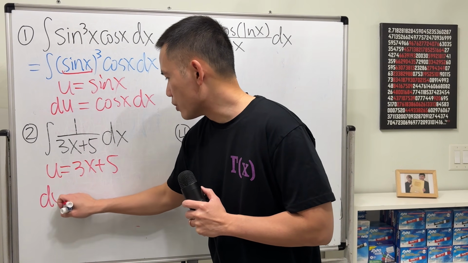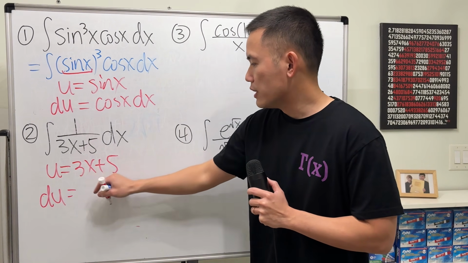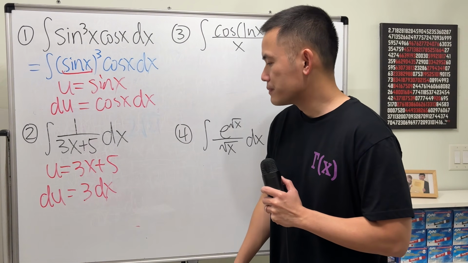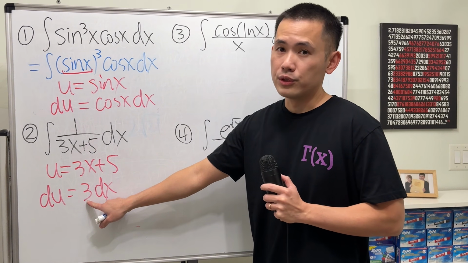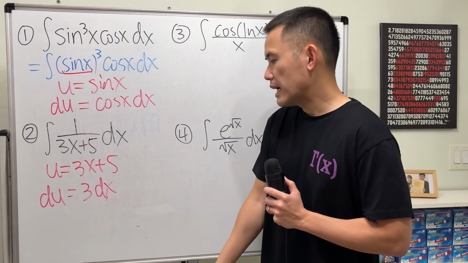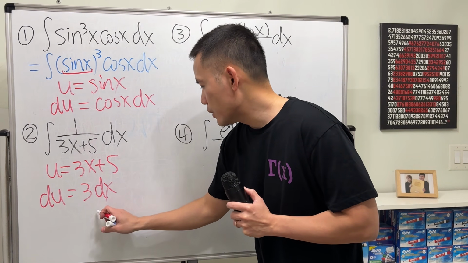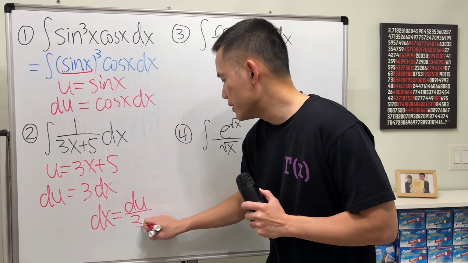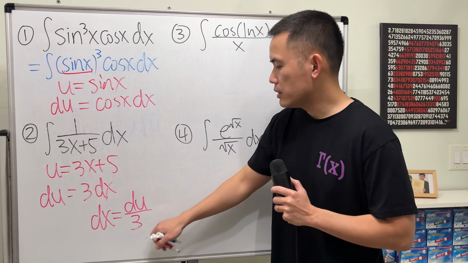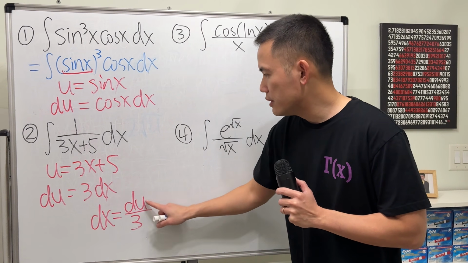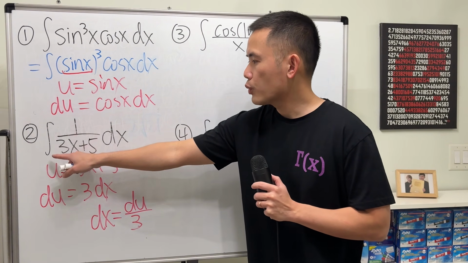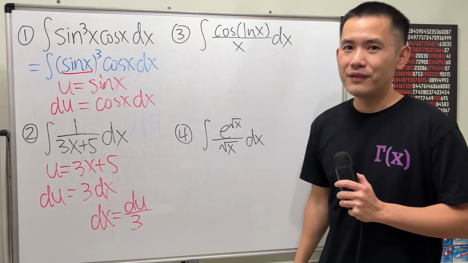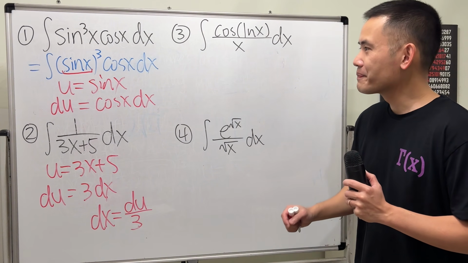And then again, do the derivative. Du is, the derivative of 3x is 3. And then multiply with the dx. The derivative of 5 doesn't matter, it's just 0. Now we have this extra number 3, right? My recommendation is that go ahead and divide the 3 to both sides, and then we get dx is equal to du over 3. After we divide both sides by 3, we can isolate the dx, and then we can put this right here, and then we will be integrating 1 over u, and then du over 3. And again, go ahead and finish that, and try it, okay?